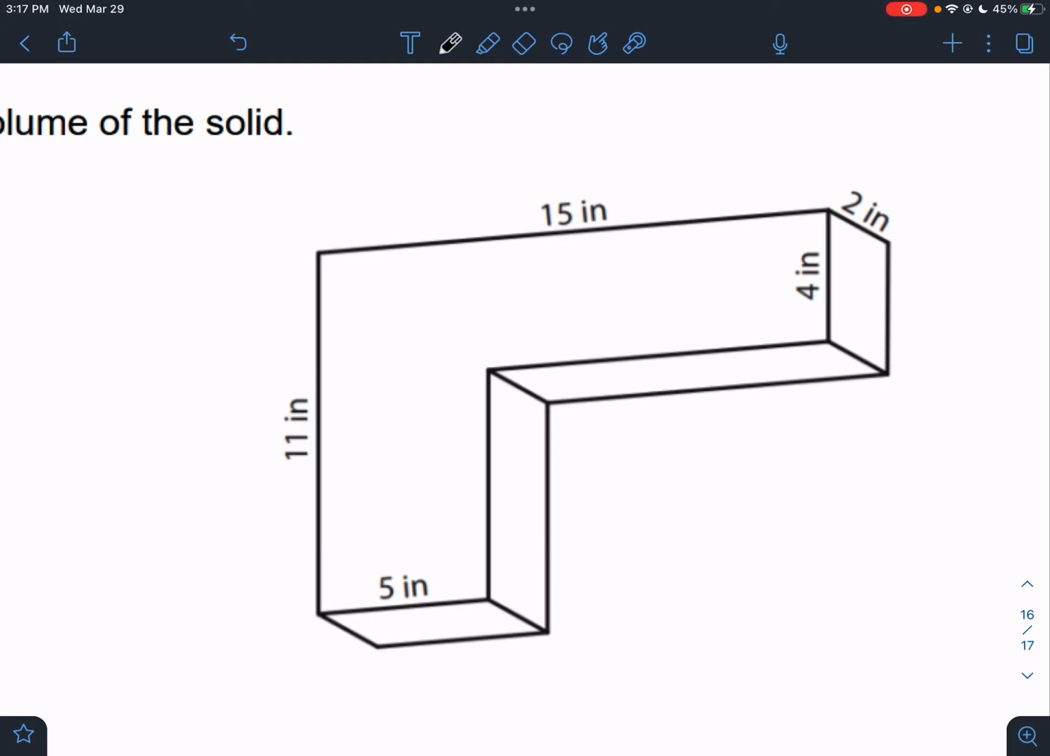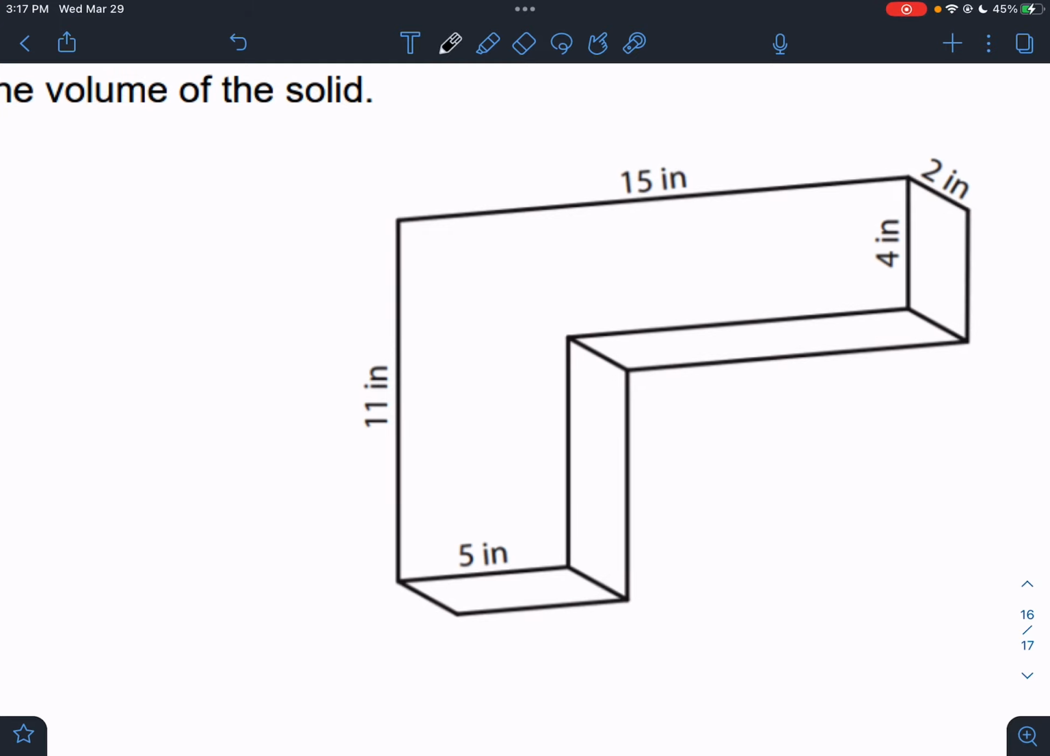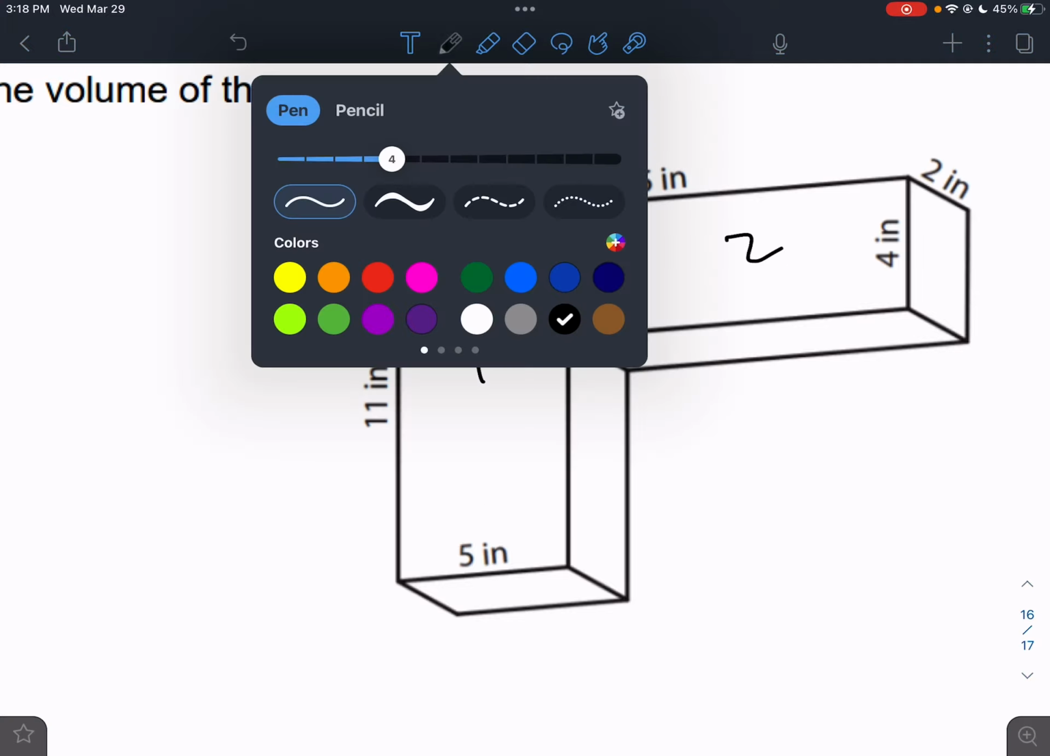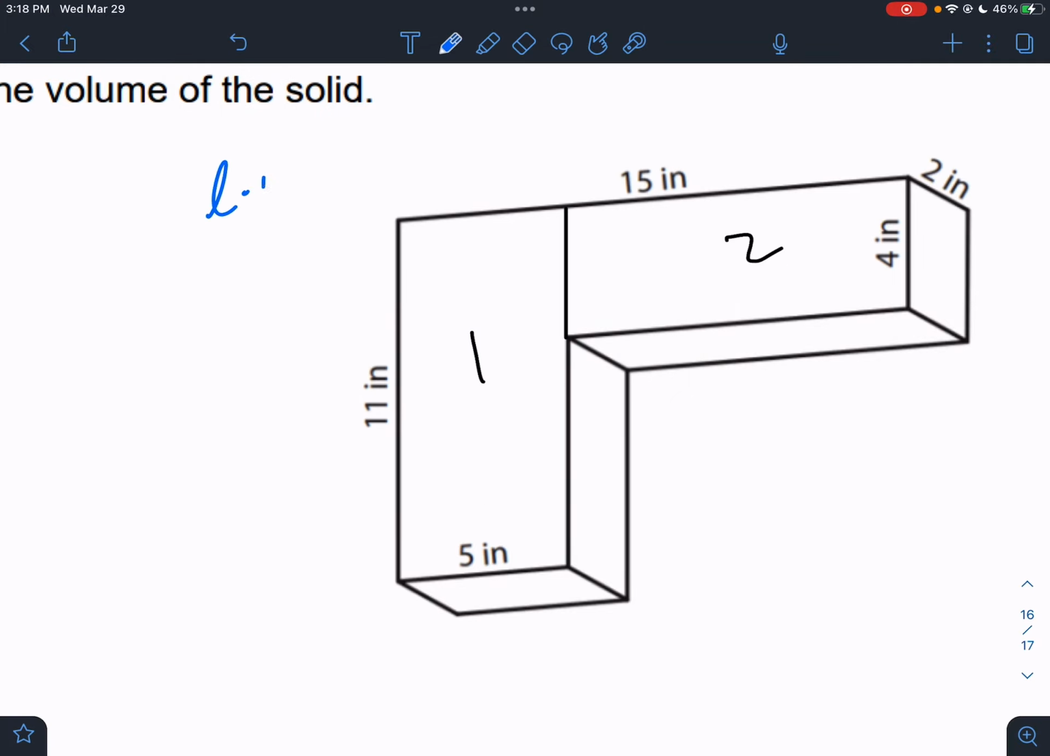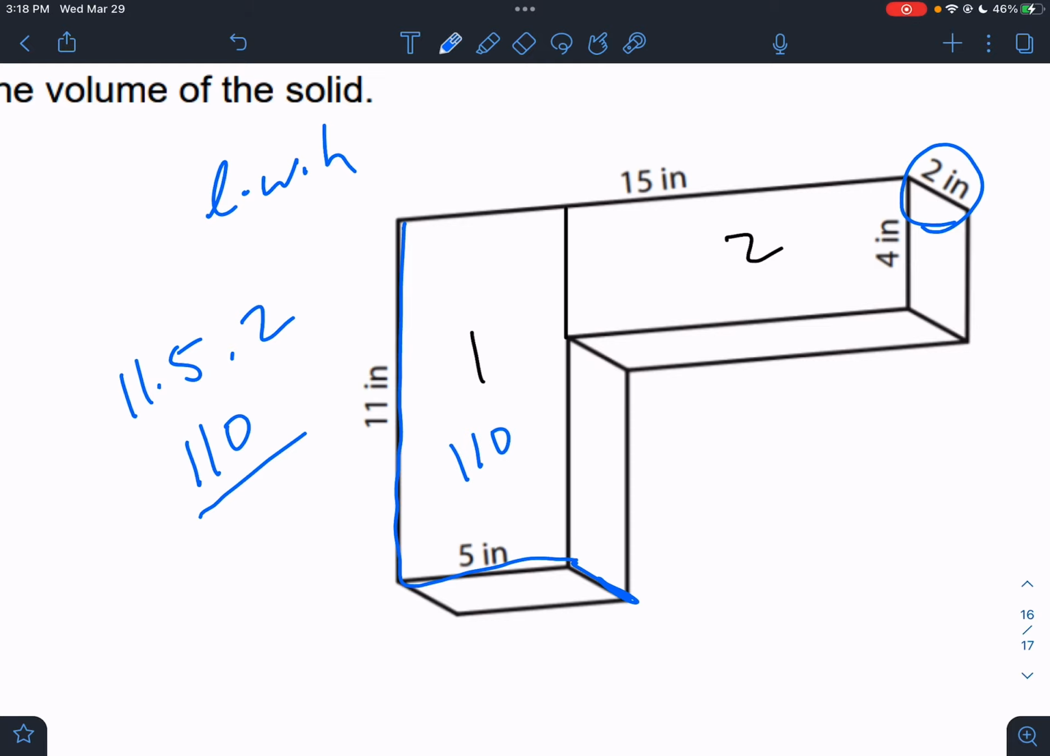Yeah. All right, but we need to cut this thing up. It's a lot easier. Let's say that we slice it like this. Now we have 2 rectangular prisms, which are the easiest ones, just length times width times height. So for number 1 over here, it's 11 times 5. And then the height here is going to be 2 the whole time. So that's 55 times 2. That's 110.